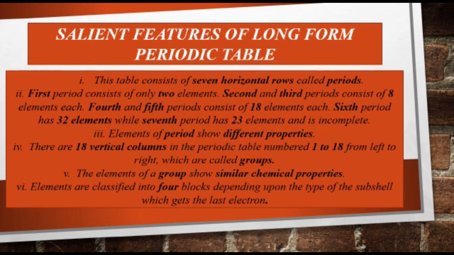Salient features of long form of periodic table. There are some important features that we will discuss about the periodic table. This table consists of 7 horizontal rows called periods. First period consists of only 2 elements, that are hydrogen and helium. Second and third periods consist of 8 elements. Fourth and fifth consist of 18 elements. Sixth period has 32 elements, while seventh period has 23 elements and is incomplete.